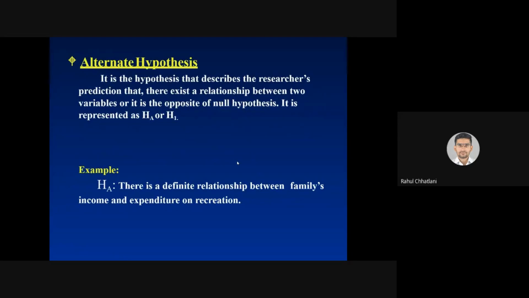Alternate hypothesis, that is, there is a relation. It is the hypothesis that describes the researcher's prediction that there exists a relationship between variables, or it is the opposite of null hypothesis. So virtual reality is effective in improving balance, virtual reality is effective in improving coordination in patients with stroke. So this is the alternate hypothesis. This is represented as H1. There is a definite relationship between family's income and expenditure on recreation.